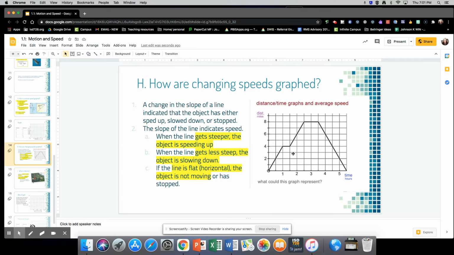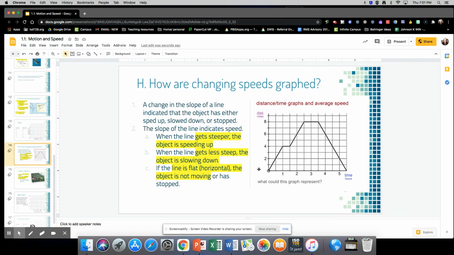We can see right here in this graph, the object has stopped. And in this part right here, the object has also stopped. Now, one misconception that people have is that a downward line like this means it's slowing down, but that's actually not true. What this just means is that the object is returning back to where it started, because our y-axis here is the distance away from the start.